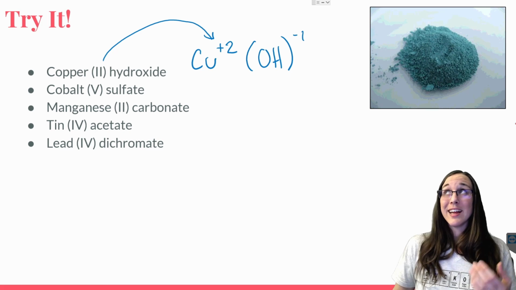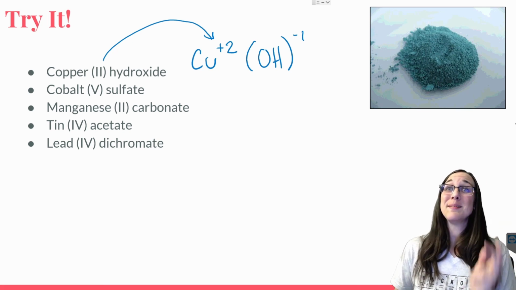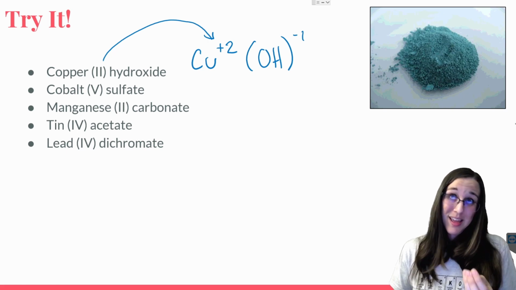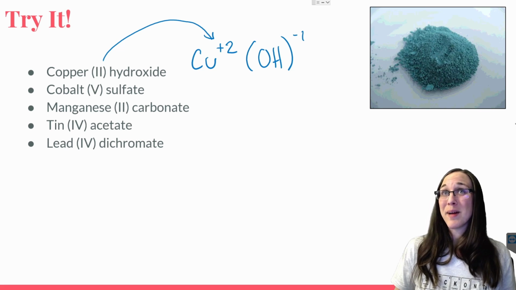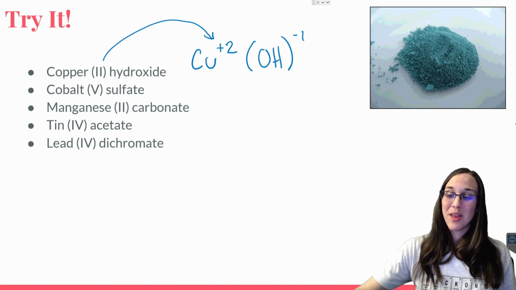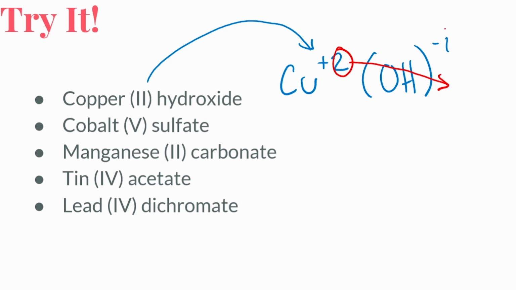Hopefully you're seeing that 2 - 1 gives me 1 and not 0. The whole goal is to be neutral, to be 0. So we need to do our drop and swap method here to make sure that we do have a balance in charges that equals 0. We're going to take this 2, put it on the outside of the parentheses down below, and this 1, put it down here at the base of the copper.